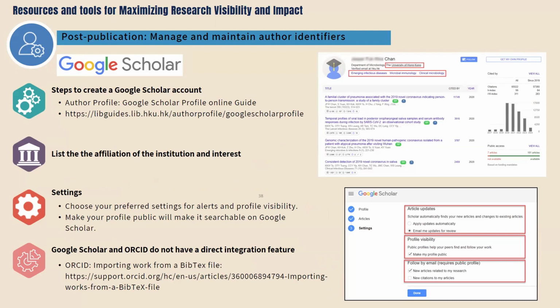To establish a Google Scholar account, you should adhere to the step-by-step process outlined in the online guide. It is recommended to include your institutional email, your institutional affiliation, and your areas of interest. You also have the option to select your preferred settings for alerts or profile visibility. Making your profile public ensures that it is discoverable through Google Scholar search.